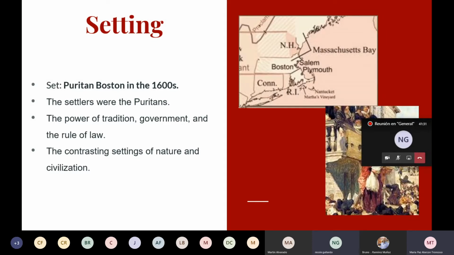During this period, many settlers had left England because they were dissatisfied with the Anglican Church. They felt that the Anglican Church had not done enough, so they decided to move from these lands and became the purified. And from this word, purified, comes the term Puritans.